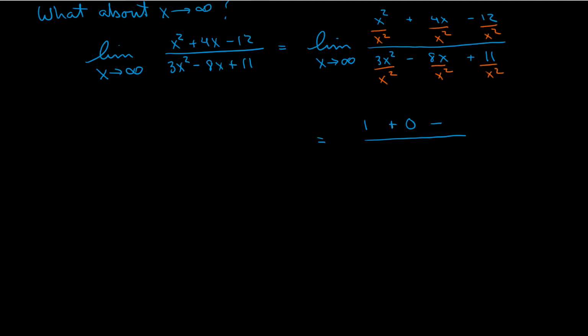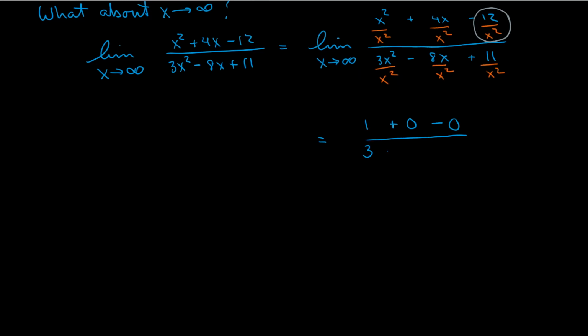And for the third term in the numerator, 12 over x squared is going to be things like 12 over a million, 12 over a billion, 12 over a trillion. That's going to 0 as well. So as x gets really big, essentially the numerator is going to a value of 1. We're going to do the exact same analysis in the denominator. For the first term, we have 3x squared over x squared. The x squareds cancel, and you get 3.